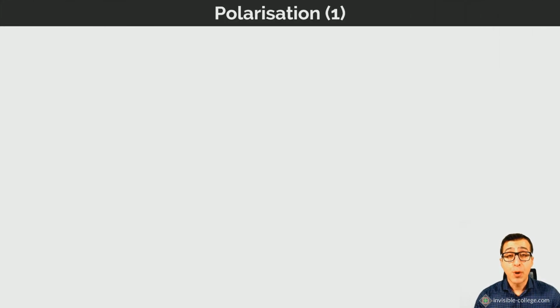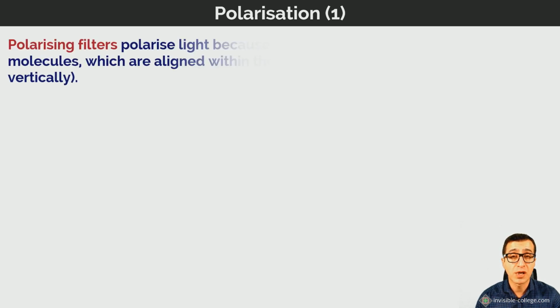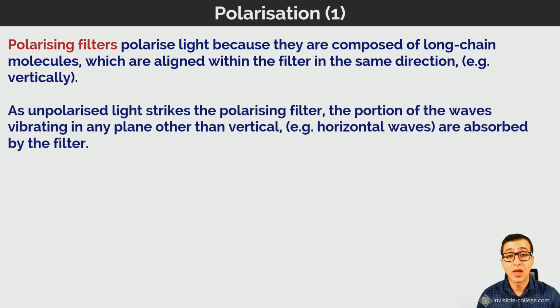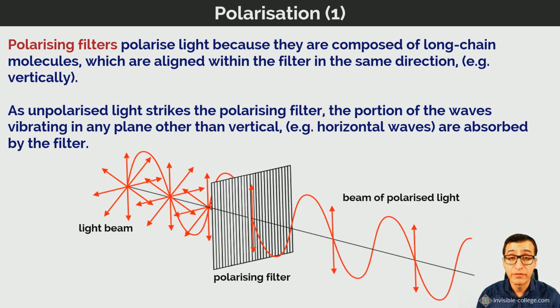So polarizing filters polarize light because they're composed of long chain molecules, polymers, which are aligned within the filter in the same direction. So for example, in a particular filter, the molecules that make up that filter may be aligned all vertically, and this allows only light vibrating in one particular direction to pass through the filter and absorbs or reflects all the other directions of vibration. So as unpolarized light strikes the polarizing filter, the portion of the waves vibrating in any plane other than the vertical in this case are absorbed by the filter, and only the beam of polarized light is allowed through the filter.